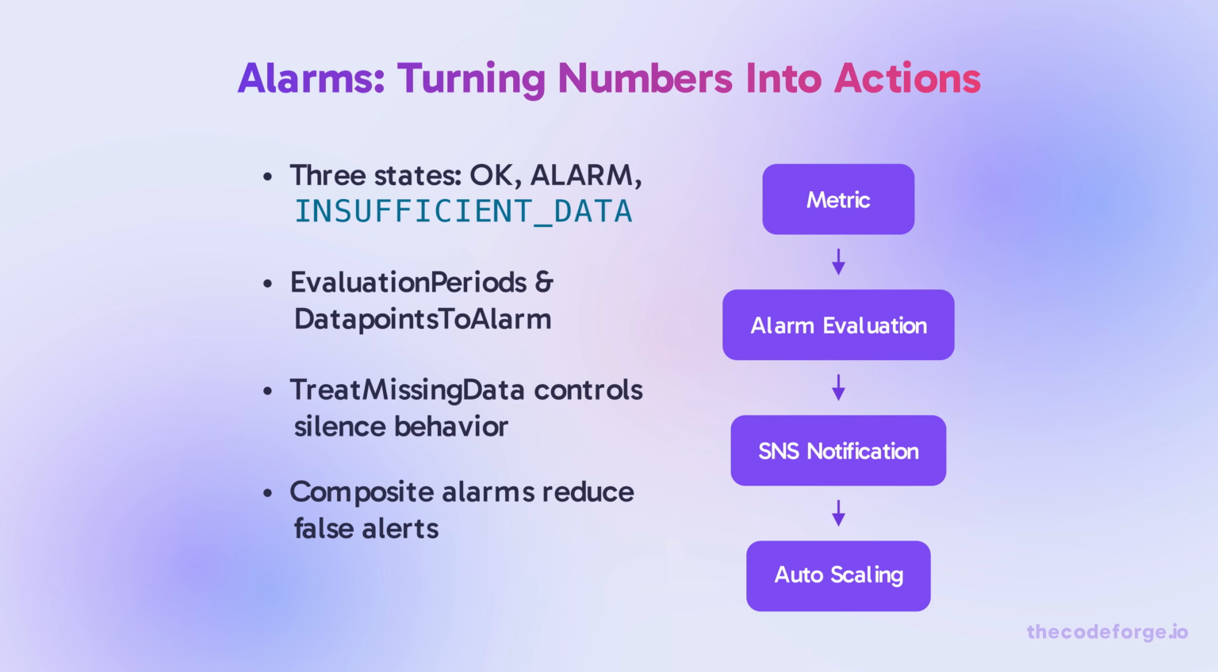A metric sitting in CloudWatch does nothing on its own. An alarm connects a metric to a response. You define a threshold, a comparison operator, and an evaluation period. Alarms can trigger Simple Notification Service notifications, Elastic Compute Cloud actions, or auto-scaling. The DatapointsToAlarm setting is your best defense against alert fatigue. With evaluation periods equals 3 and DatapointsToAlarm equals 2, a single 1-minute spike won't wake you at 3 a.m.